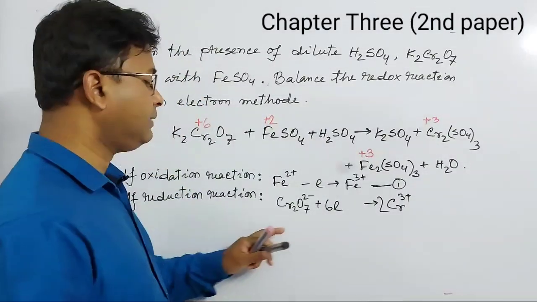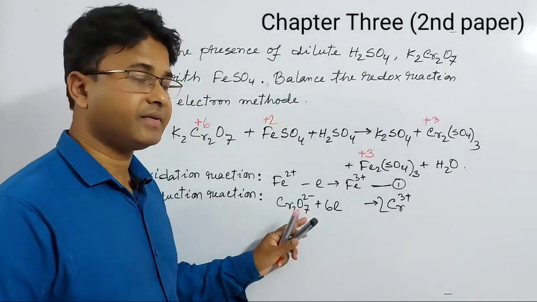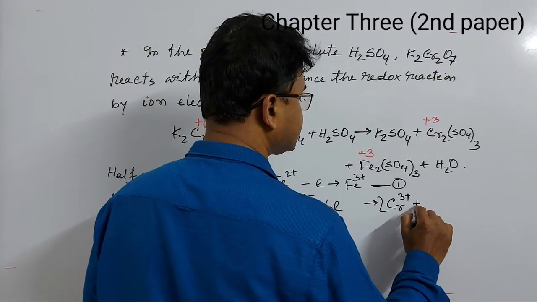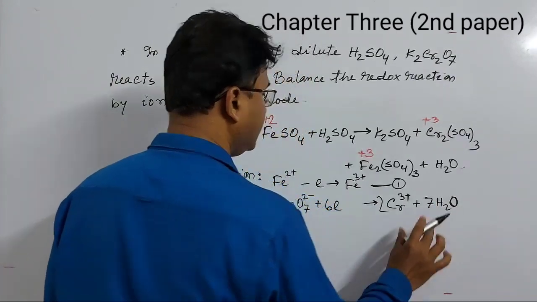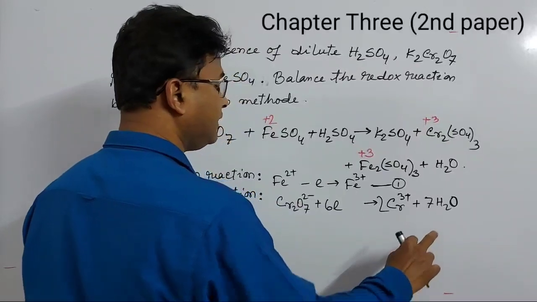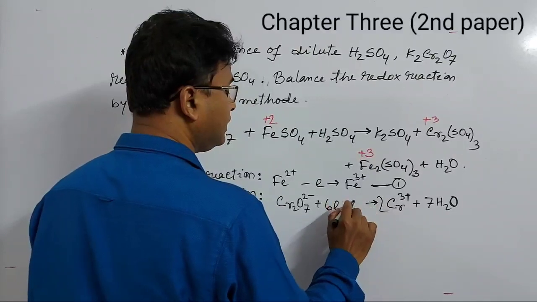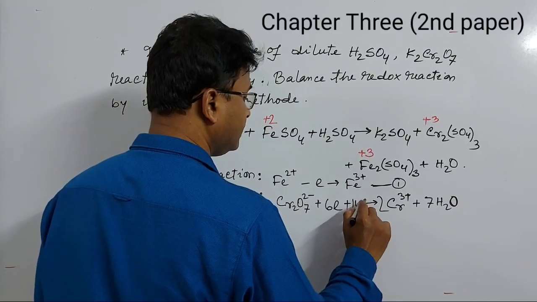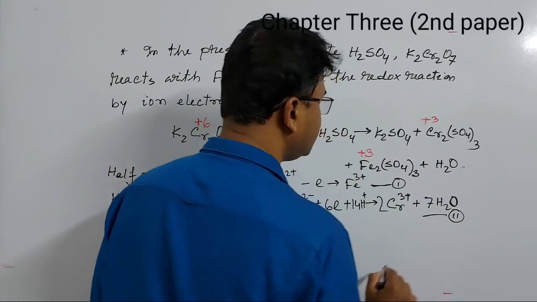Students, the number of oxygen atoms at the left side is 7. So to balance the oxygen, I have to write here 7 molecules of water. And to balance the hydrogen, I can write here double the number of H plus ions of water. So the H plus ion will be 14H plus. This is equation 2.